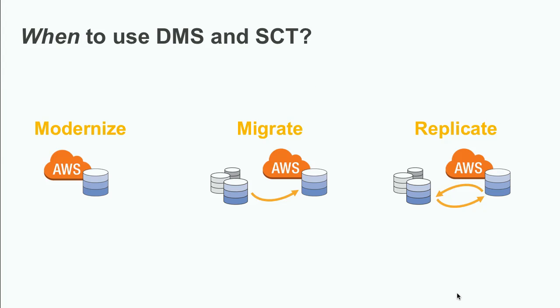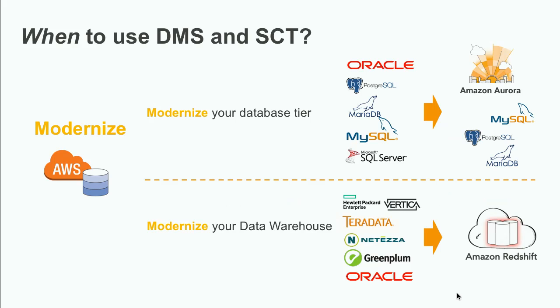So when we talk about DMS and SCT, we talk about 3 use cases. We talk about modernizing, we talk about migrating, and we talk about replication. When we talk about modernizing, we talk about modernizing your database layer, bless you. We're talking about modernizing either the database or the data warehouse. And this is the list of what we support today in the schema conversion tool. You can convert your schema from an Oracle, Postgres, SQL Server, or MySQL-based engines into Aurora, MySQL, Postgres, and MariaDB.